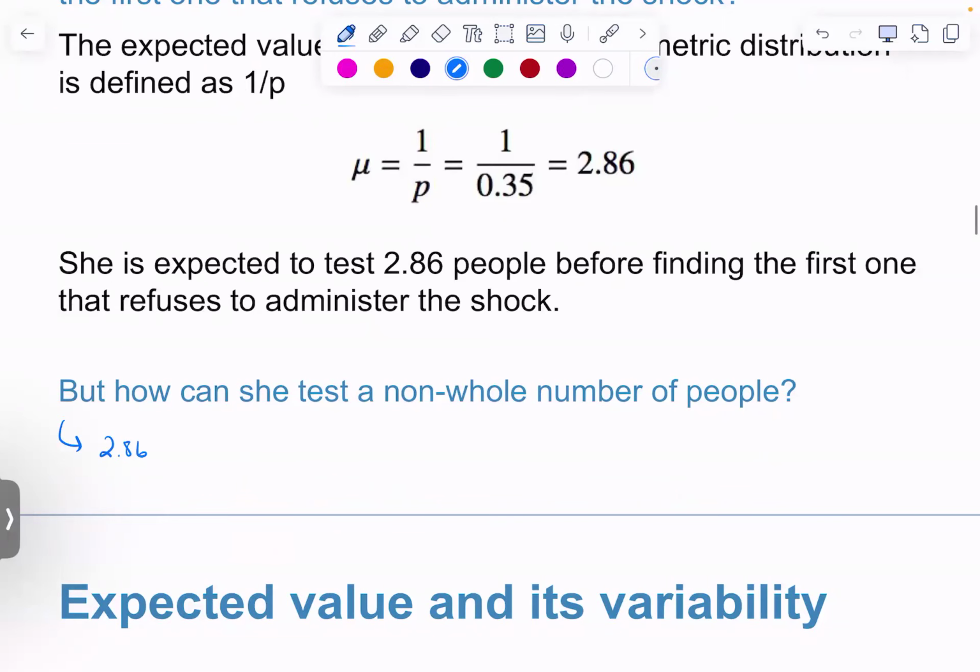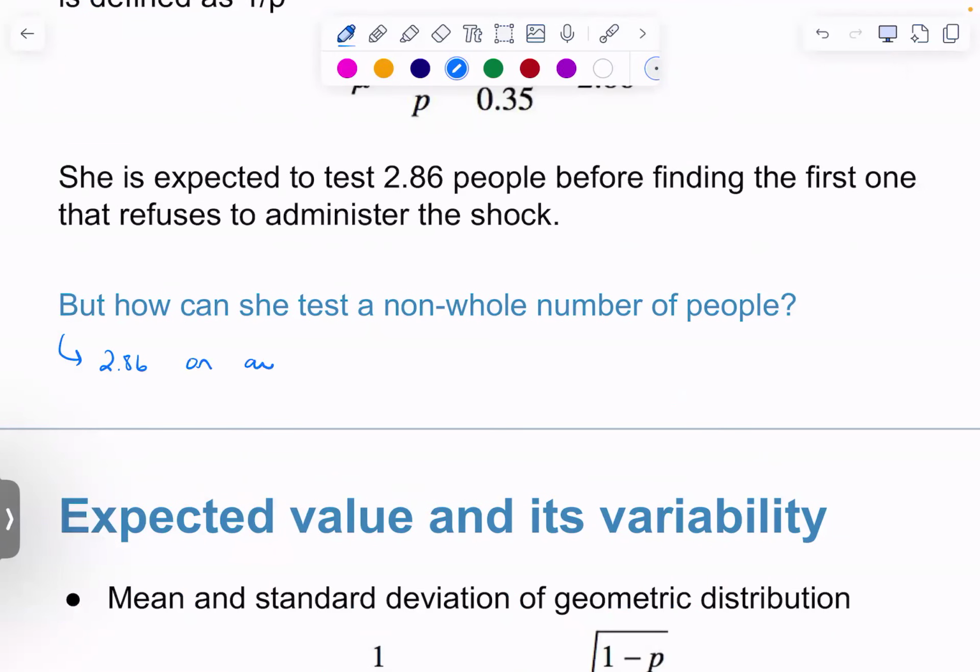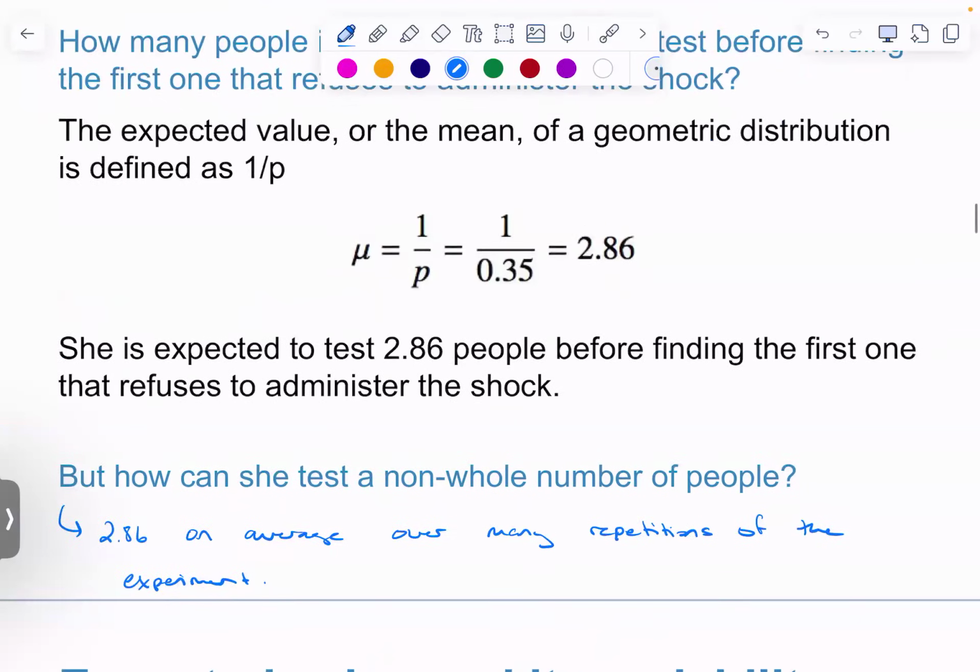2.86 on average over many repetitions of the experiment. Right? We've seen the expected value before. In fact, we used E of X is equal to mu. Be nice to see that again.